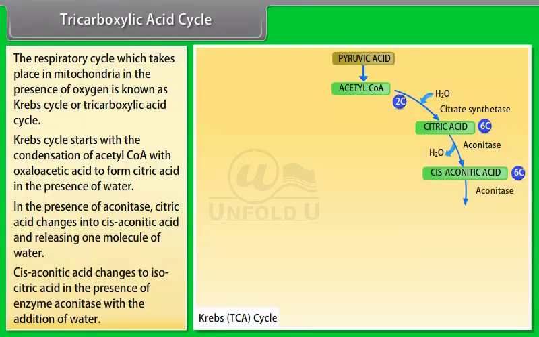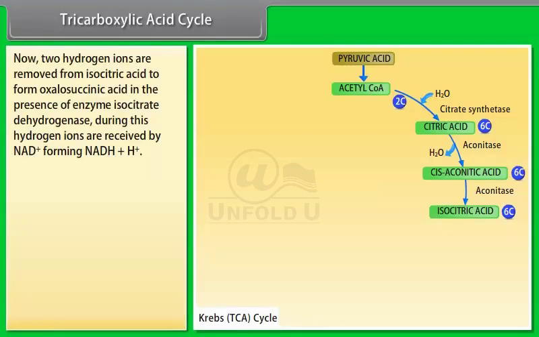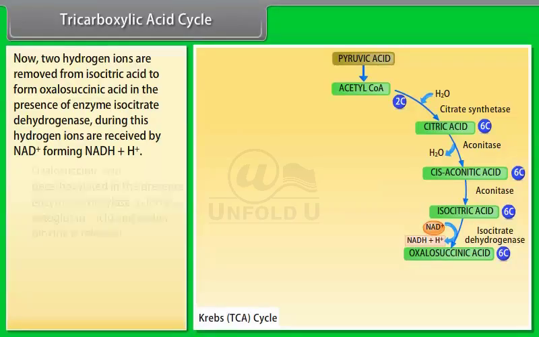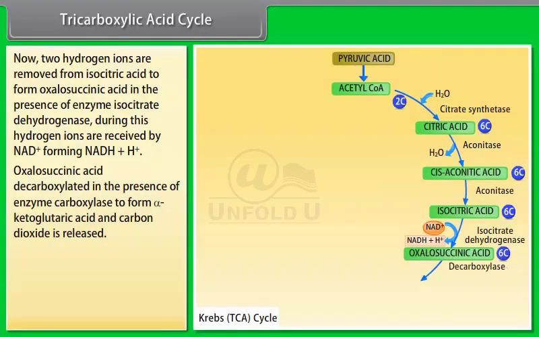Cis-aconitic acid changes to isocitric acid in the presence of enzyme aconitase with the addition of water. Now, two hydrogen ions are removed from isocitric acid to form oxalosuccinic acid in the presence of enzyme isocitrate dehydrogenase. During this, hydrogen ions are received by NAD+, forming NADH, H+. Oxalosuccinic acid is decarboxylated in the presence of enzyme carboxylase to form alpha-ketoglutaric acid, and carbon dioxide is released.